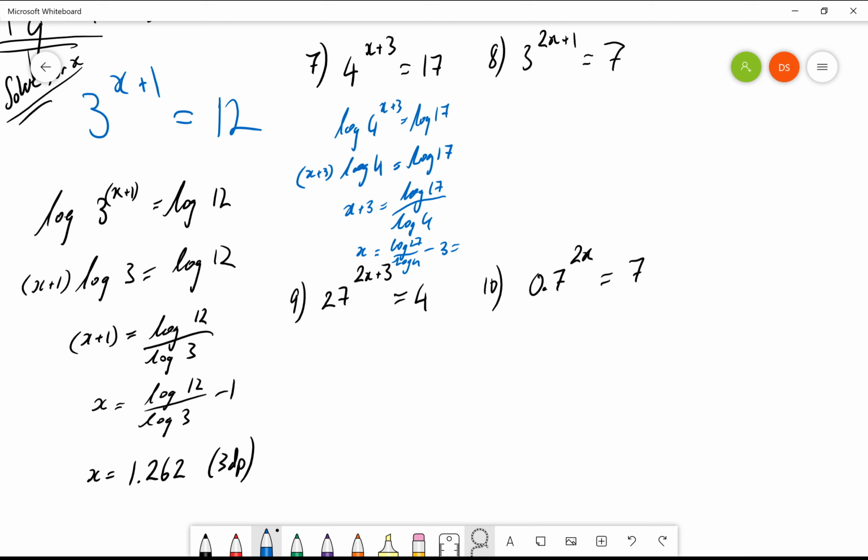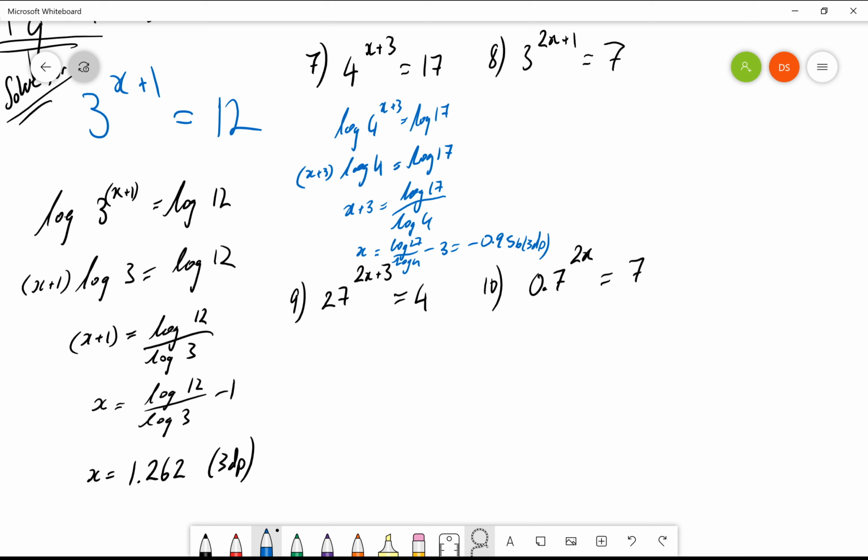So, brackets log 17 divided by log 4 minus 3, and you should get negative 0.956 3dp. That's question 7. That looks a bit messy, I'm sorry guys.